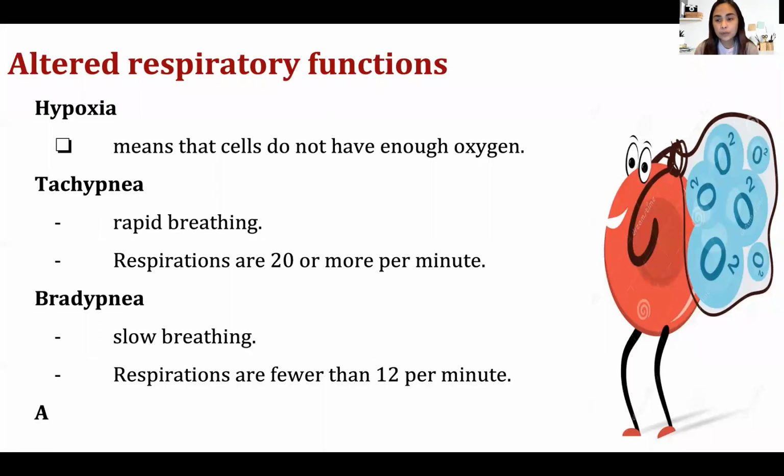Before we start, we'll define different terms that are related to oxygenation. So first, let's define what is hypoxia. Hypoxia means that the cells do not have enough oxygen. Next is tachypnea. We already discussed this. It is rapid breathing, more than 20 breaths per minute. On the other hand, bradypnea is slow breathing, fewer than 12 cycles per minute.